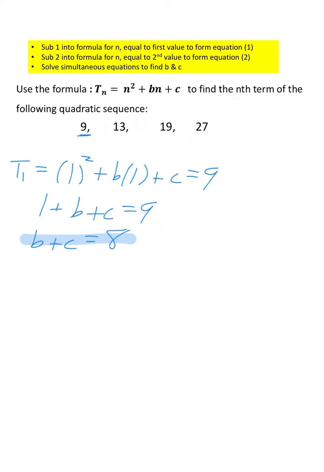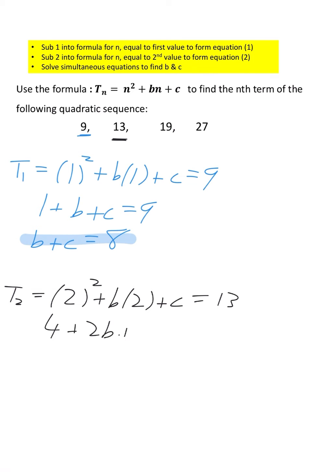Now, next step, sub in 2 for n. So we'll have 2 squared plus b times 2 plus c equals the second term, which is 13. So now 2 squared is 4, b times 2 is 2b, plus c equals 13. Bring the 4 across now, that'll be minus 4. So 2b plus c equals 13 minus 4, and that'll be 9. So that now is our second equation.